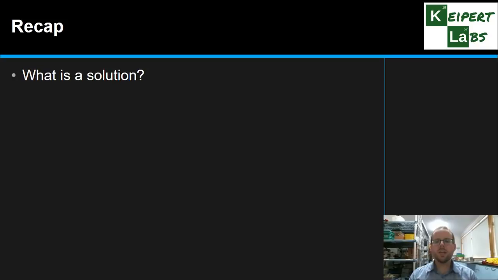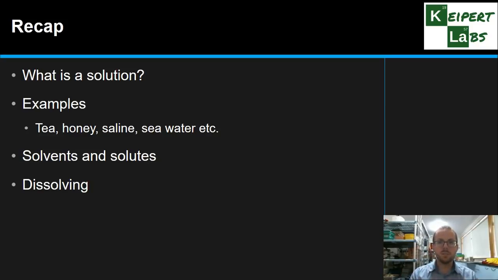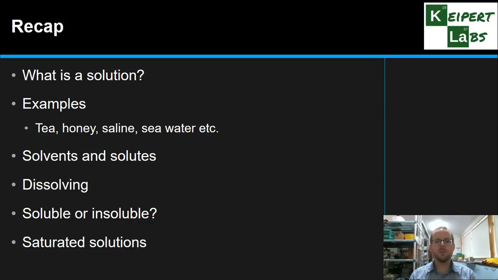Okay, so we defined what a solution is. That is, it's a homogeneous mixture. We looked at some examples like tea and honey, saline and seawater as examples of solutions in everyday life. We broke a solution down in terms of solvent, the liquid doing the dissolving, and solute, the substance being dissolved, the smaller amount of stuff. We looked at this process of dissolving and what it means for a solute to dissolve in a solvent. And then we looked at defining things as soluble or insoluble, as well as the concept of a saturated solution. So one of those solutions where we've reached the maximum amount of solute that will dissolve.